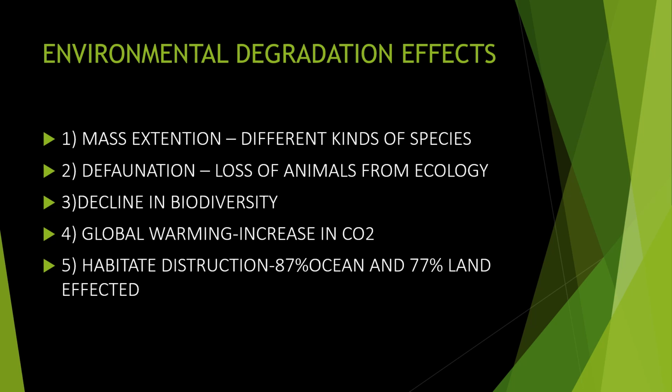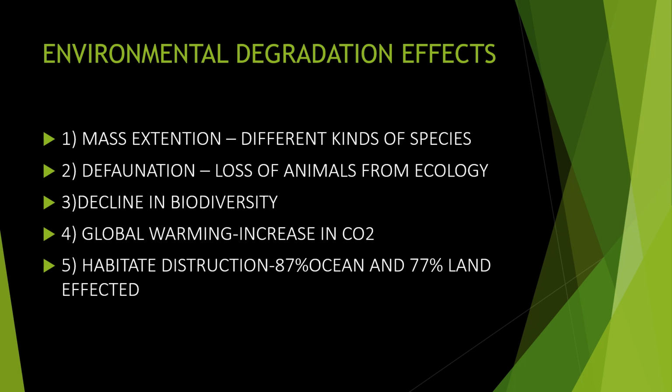Next is habitat destruction. What is habitat destruction? 87% is happening in oceans. All the wastes from the factories are poured into the rivers, and rivers carry them to the oceans. The living beings in the oceans consume it and die out of it. So destruction to the ocean is 87%, and 77% is happening in the land area. Different kinds of waste materials are dumped in our land area and are affecting the whole habitat of all living beings.